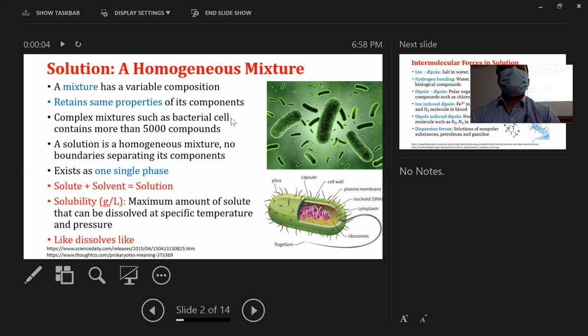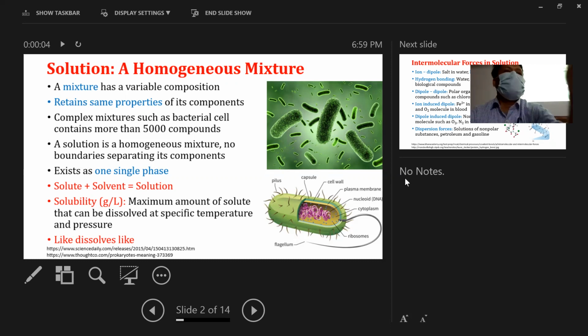So we can consider the mixture of salt and water a solution, because we cannot separate the components and the composition is the same everywhere, existing as one single phase. That means if you have salt and water, you cannot distinguish the salt in solid state or the water in liquid state. When it is in solution, everything is in the liquid state. That means they are in the same phase.